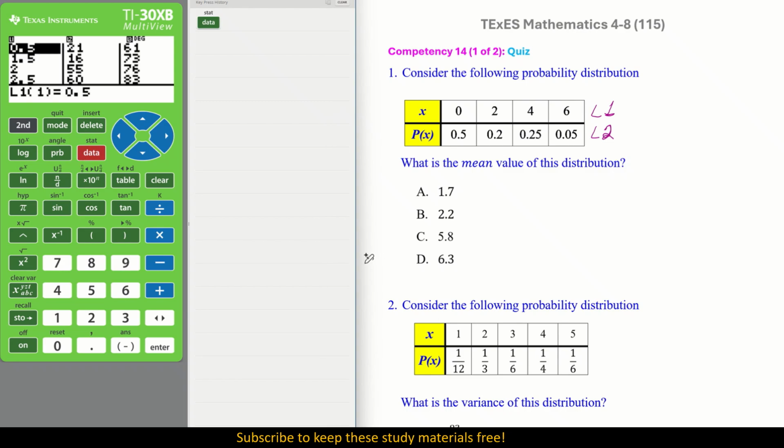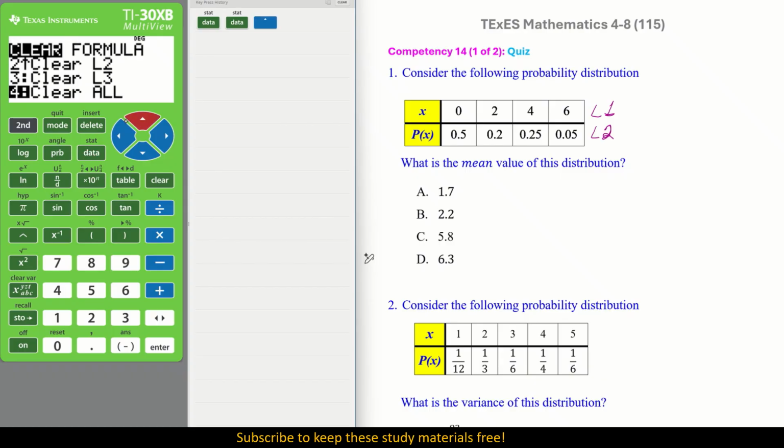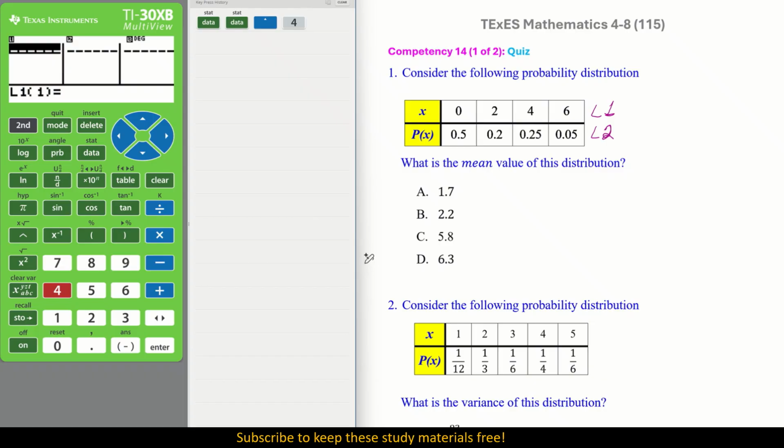Now, all 3 of my lists are populated with other numbers. What do I need to do? Push data again, arrow up, see where it says number 4? That's my all clear. And now everything's ready for me. Okay. So X is L1, which is just a good habit to get into.